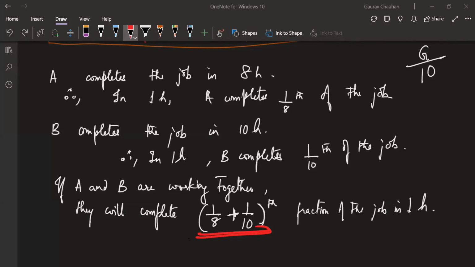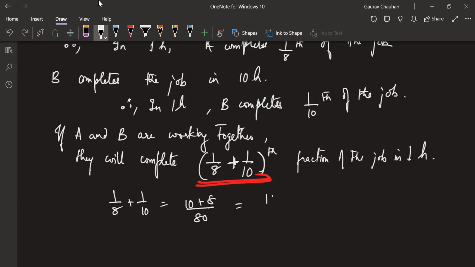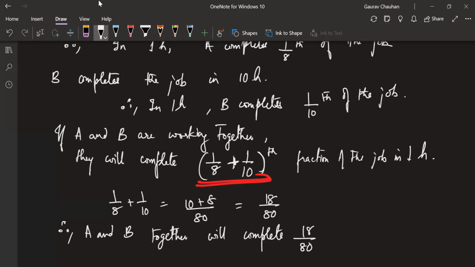Yes, Tulsi, your addition is correct. Therefore, I'm going to add these two things: 1/8 plus 1/10 is equal to (10 plus 8)/80, that's equal to 18/80. Therefore, A and B together will complete 18/80 of the work in 1 hour. Till now, we have only found how much work they will complete in 1 hour.